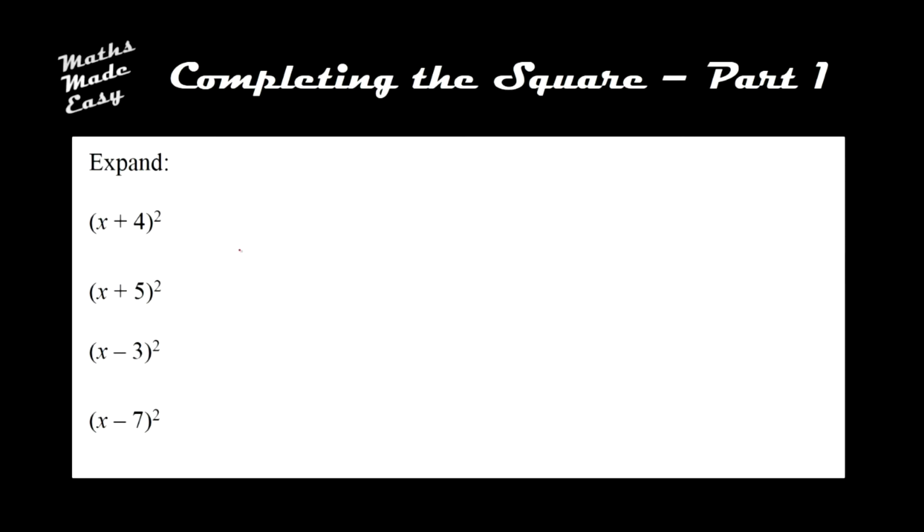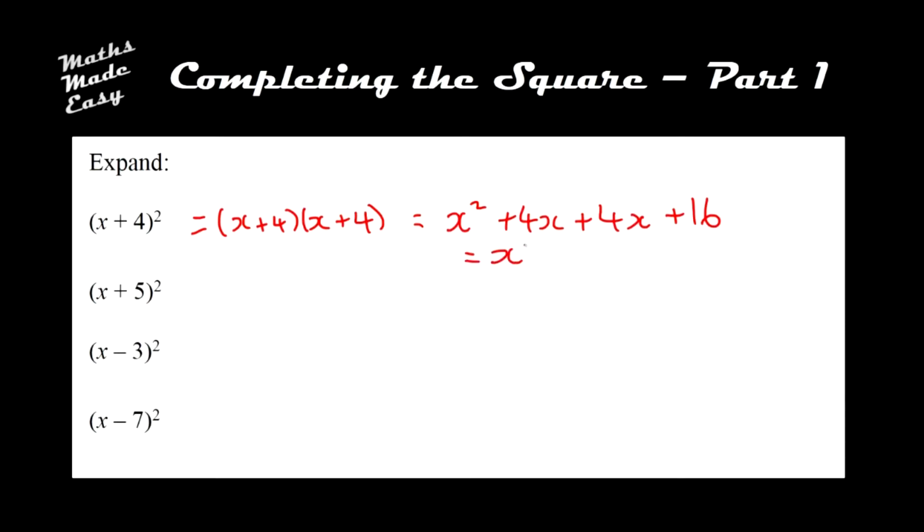In this video, we're going to be looking at something called completing the square. Before we do that, let's just expand some of these brackets. So when you have x plus 4 squared, that means we have the bracket x plus 4 multiplied by x plus 4. And when you expand this, you should get 4 terms. You should get x squared plus 4x plus another 4x and plus 16, which simplifies to x squared plus 8x plus 16.